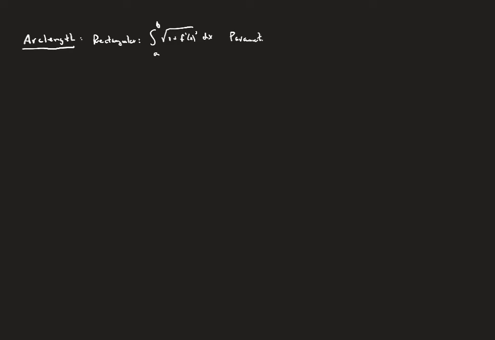What we said for arc length is that our length is going to be the integral from t sub 1, some time value, to another, of the square root of (dx/dt) squared plus (dy/dt) squared, dt. Let me do that a little bit better. It's going to be the dx/dt squared plus dy/dt squared.